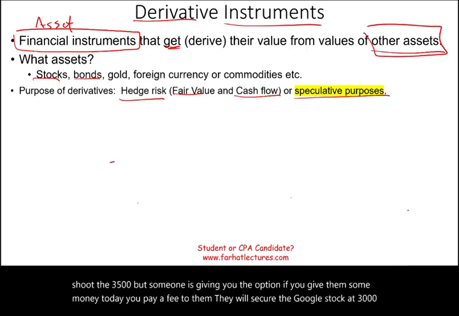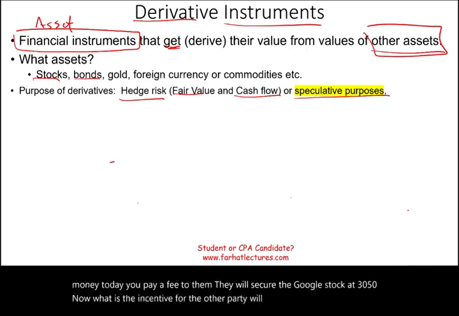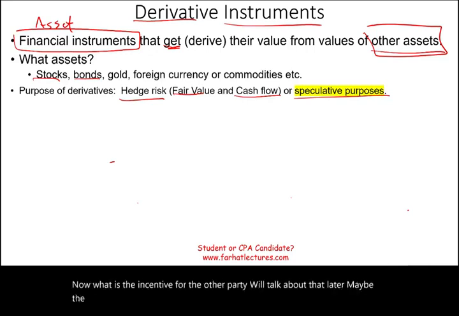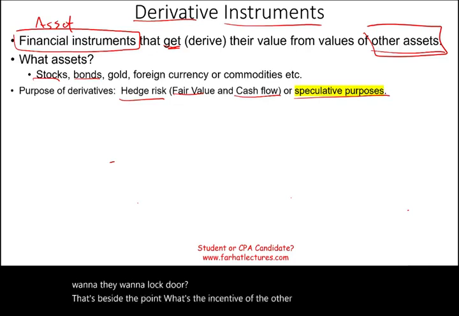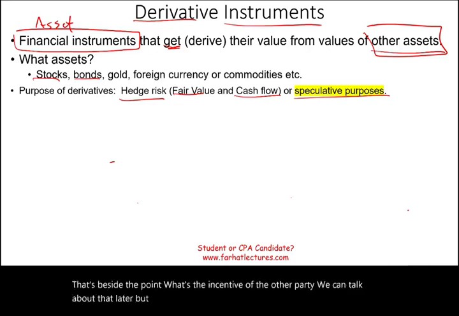Now, what is the incentive for the other party? We'll talk about that later. Well, maybe the other party bought it at 2,000 and now the stock price is 3,050 and they want to lock in their gain. Well, that's beside the point. We can talk about the incentive of the other party later. But the point is, you want to hedge your risk.